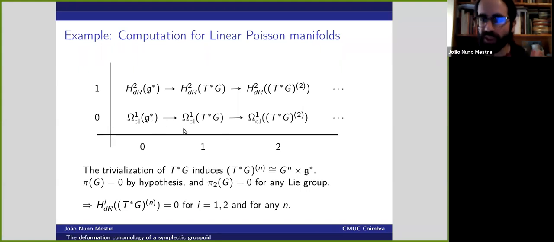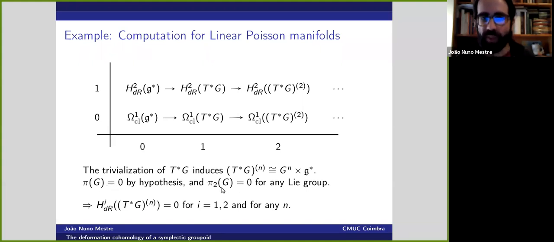Well, it's simple. We'll do the columns first spectral sequence. And what we obtain is this. This is just for any symplectic groupoid. But now, the trivialization that we had for T*G as an action groupoid lets us see that the nerve of the action groupoid is just n copies of the group G times the dual of the Lie algebra. And this G should be the simply connected group, so we're taking the simply connected integration of the Lie algebra.